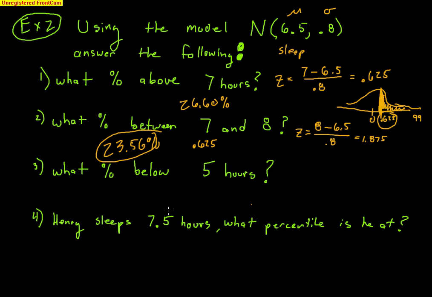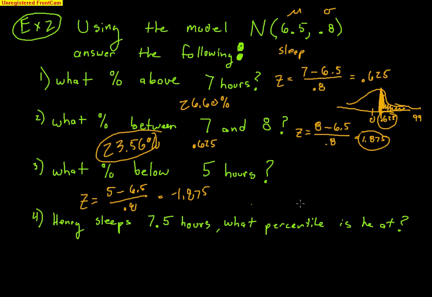Okay, what about below 5 hours? Well, once again, I have to start off by finding the z-score for 5 hours. So 5 minus 6.5 divided by 0.8. And 5 minus 6.5, hit enter first, divided by 0.8. I get a z-score that is negative 1.875. So notice that over here I got 8 was positive. This means that 8 is just as unusual as 5 is, but on the other end, obviously.